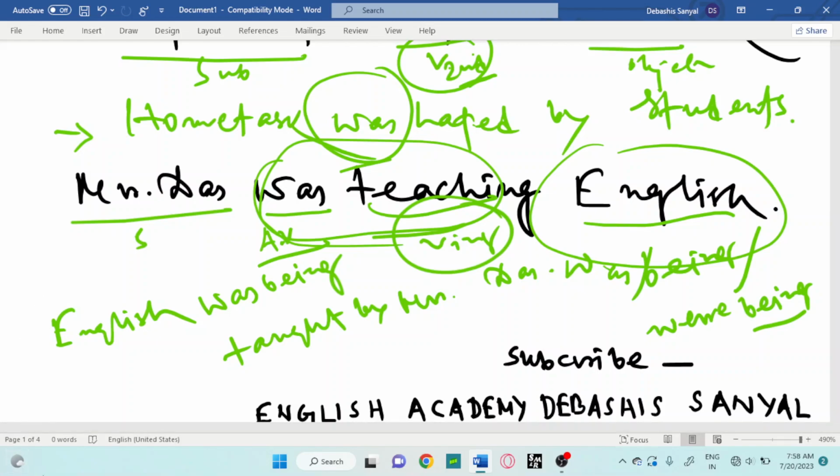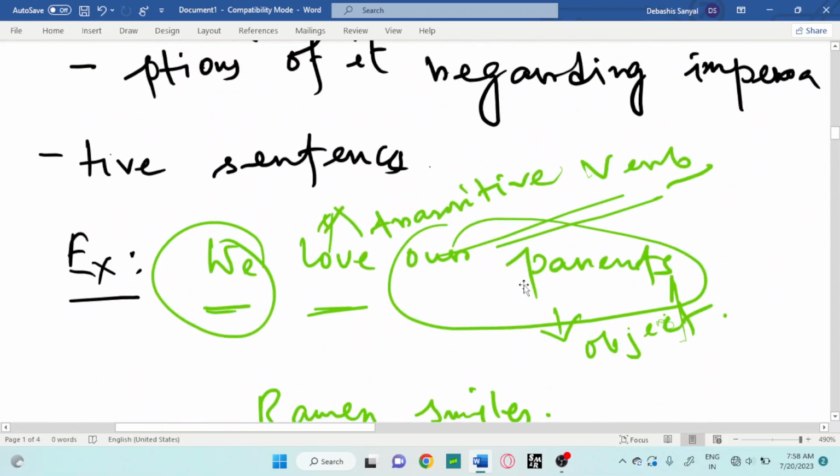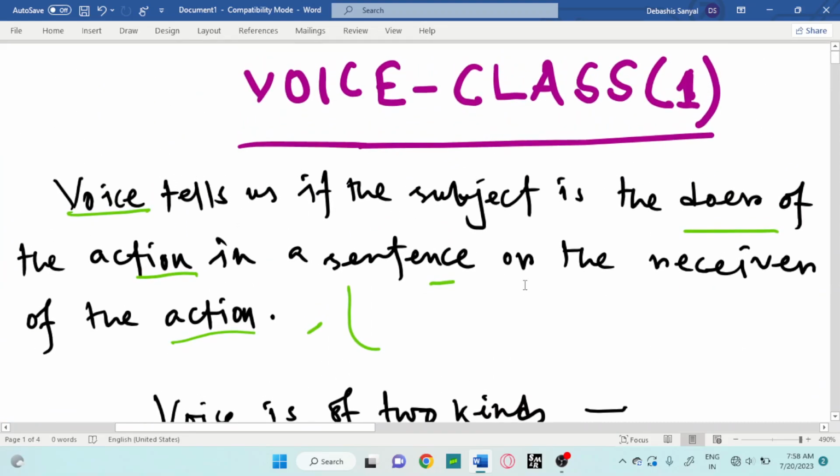So, the very class regarding voice covered the definition of voice, two kinds of voice, and some general rules.